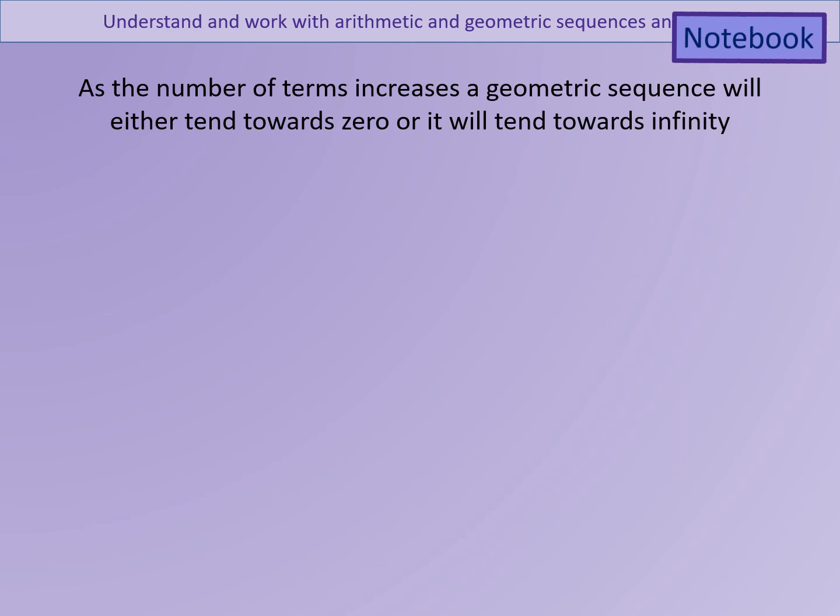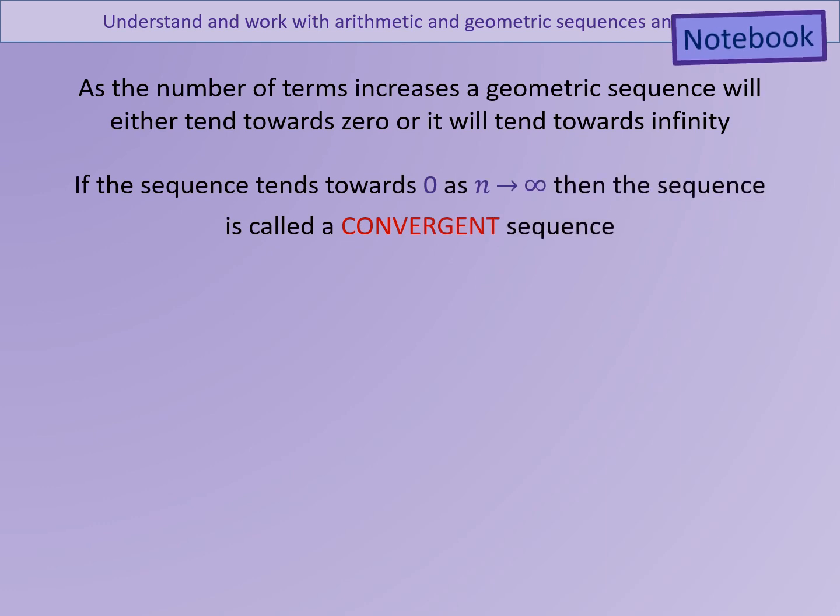In a geometric progression, there are two possibilities for what will happen to the terms as n tends towards infinity. The first is that the terms will get smaller and smaller and tend towards zero eventually. The second is that the terms keep getting larger and larger, and in this case, the terms tend towards infinity. If we are in the situation where the terms are tending towards zero, then we will call this a convergent sequence because the values are converging on a limit. In this case, they are converging to zero.